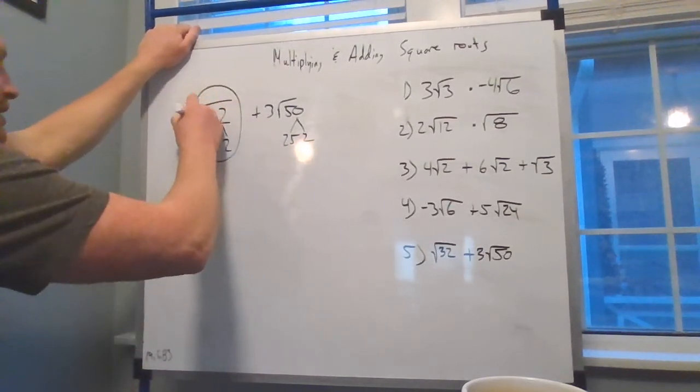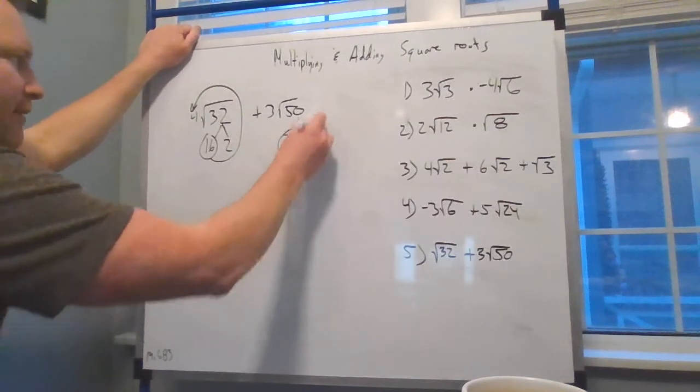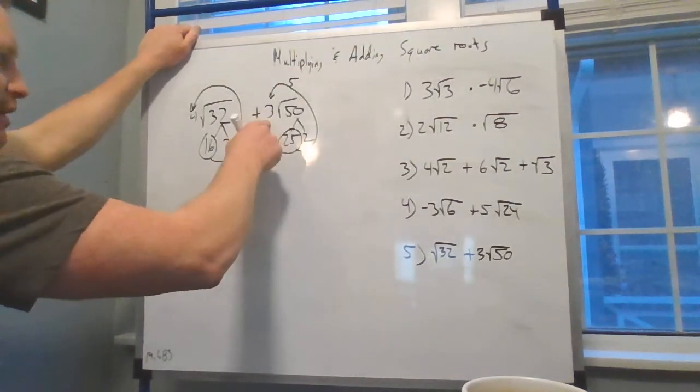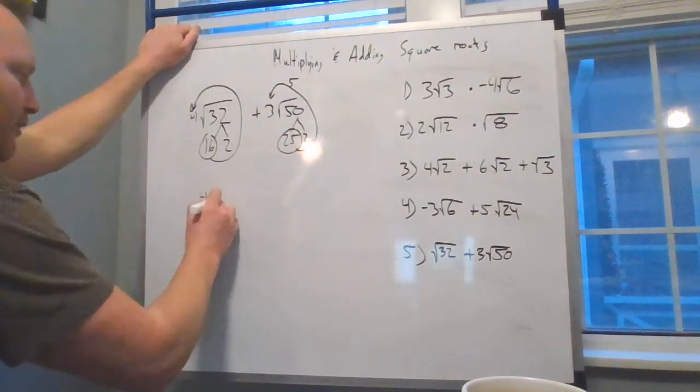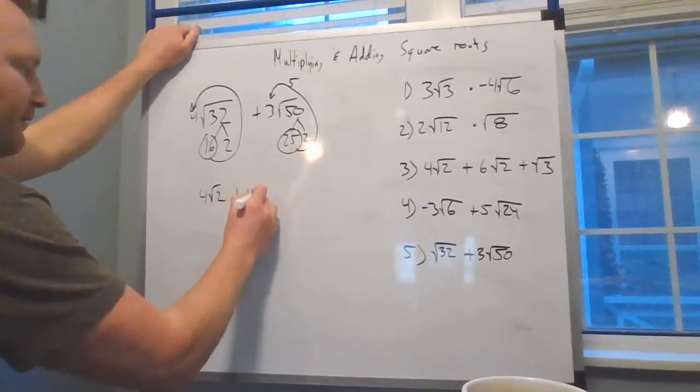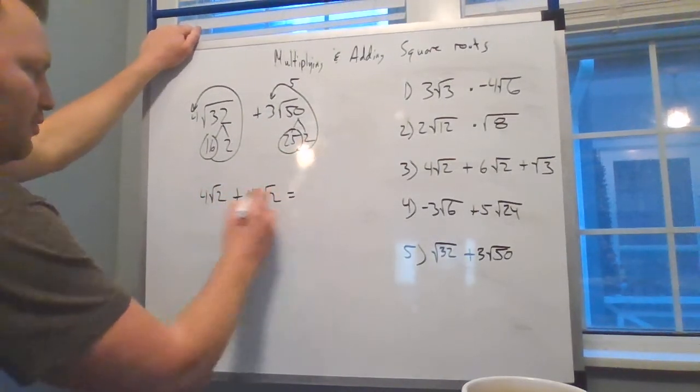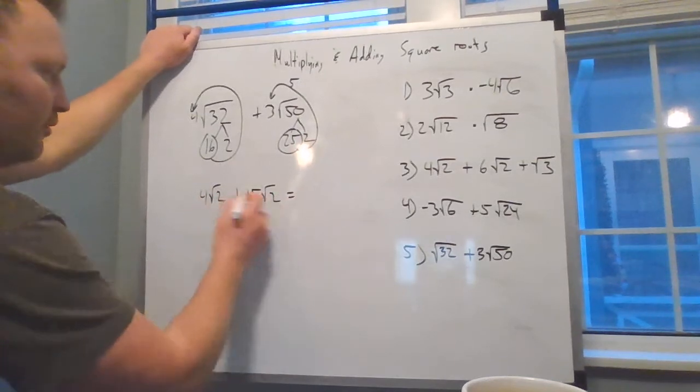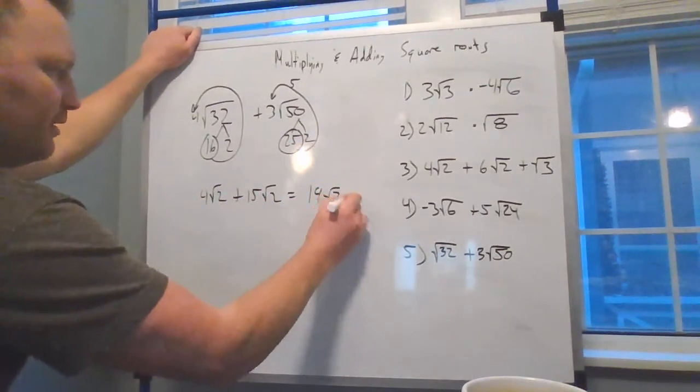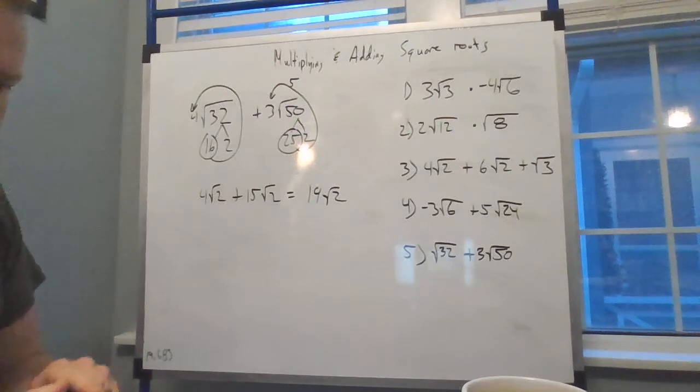16 comes outside as a 4. 25 comes outside as a 5, but I multiply by that 3. So now I got 4 radical 2 plus 15 radical 2, which equals 4 plus 15. That's 19 radical 2. And this should be a good review for you guys for today.